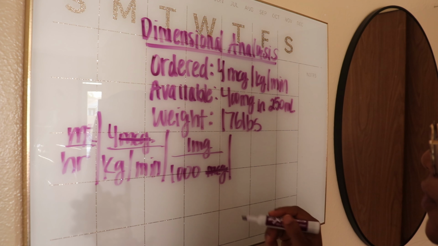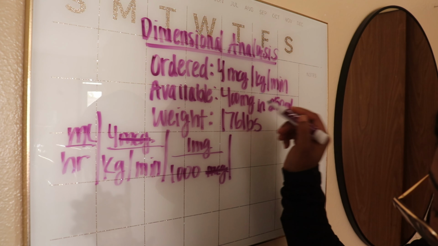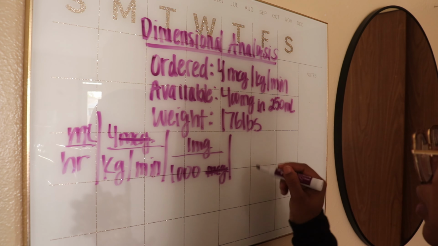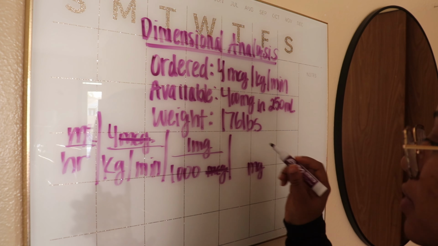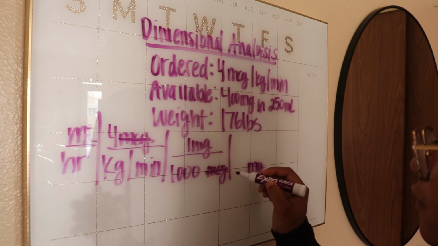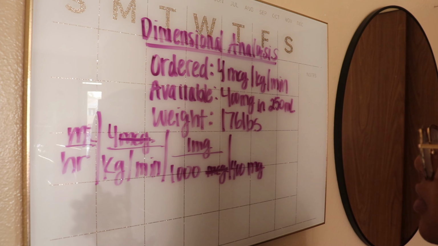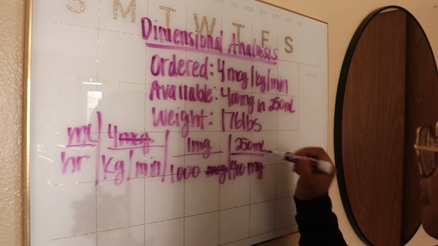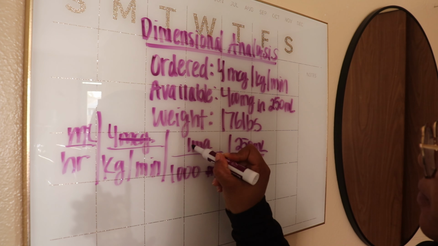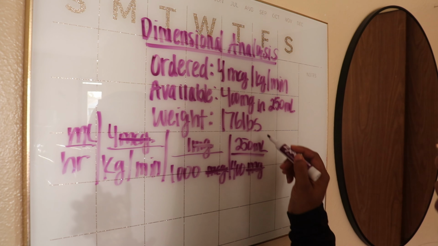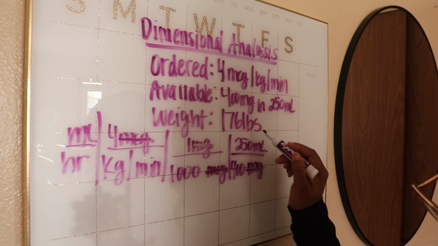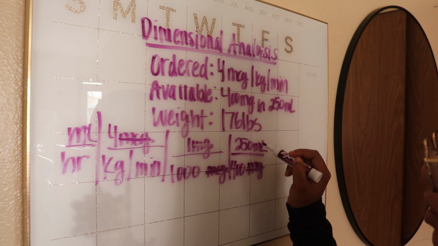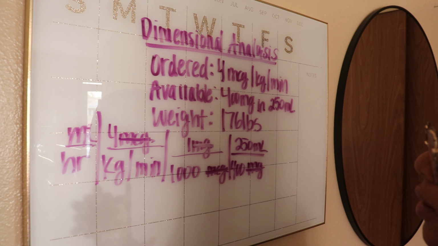So available, we have 400 milligrams. We're going to put the milligrams on the bottom, because we got milligrams up top and they need to cross off. So go ahead and put your 400 milligrams on the bottom, and then you're going to put the 250 milliliters on top. These cross off nicely, and now we have our top that we need, because we need to end up with the milliliters. But we still have to convert kilograms per minute.